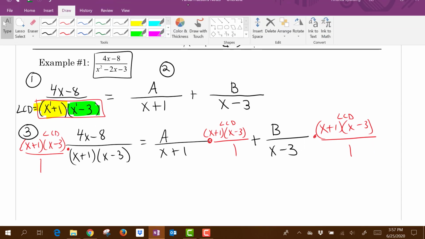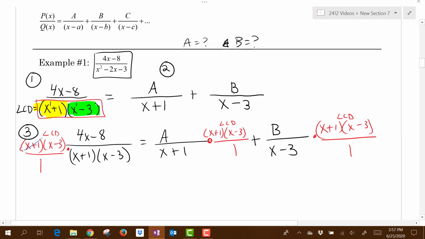Now we need to cancel common factors. So x plus 1 and x plus 1, those match. X minus 3 and x minus 3, those match. So we end up with 4x minus 8 equals. If we've done this correctly, then all of our denominators should go away. The next fraction, we have x plus 1. That matches an x plus 1 in the top of that fraction. So we end up with A times x minus 3. Put my plus sign there. In the next multiplication, I have x minus 3. It's going to cancel out with an x minus 3 at the top. So I have B times x plus 1.